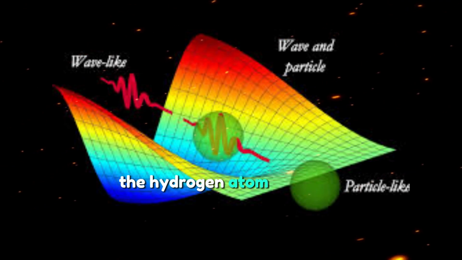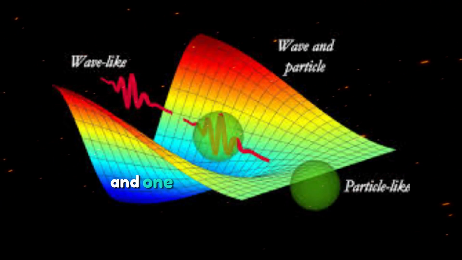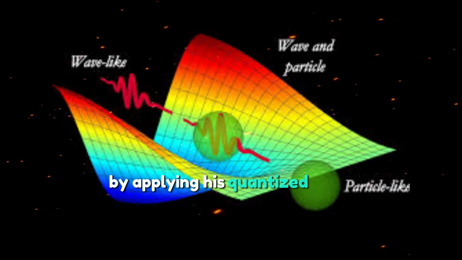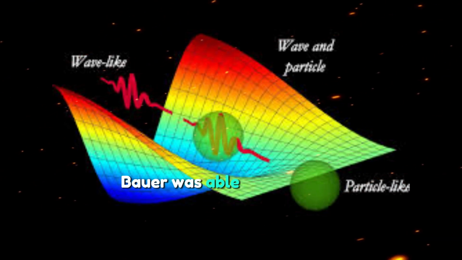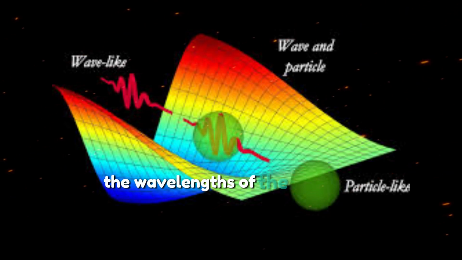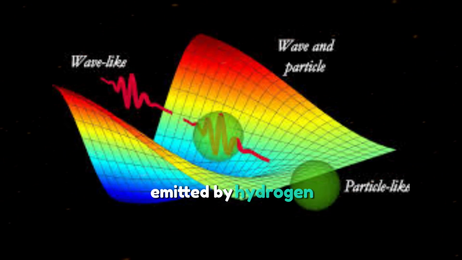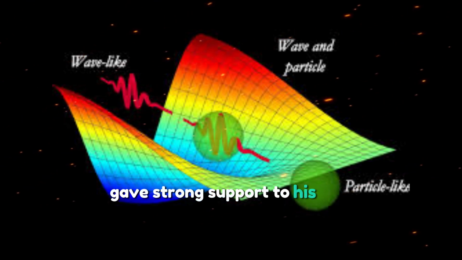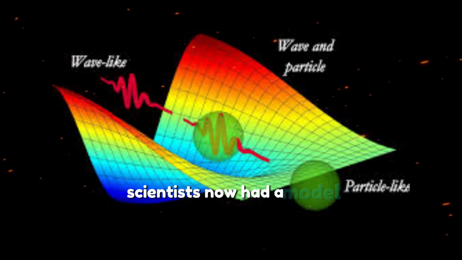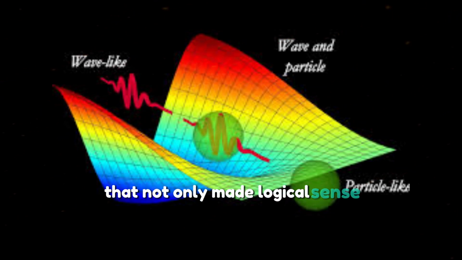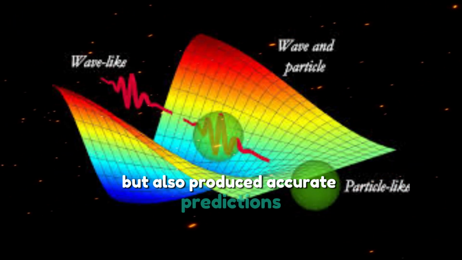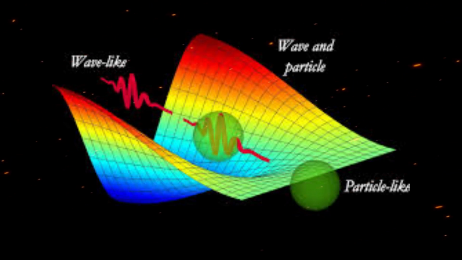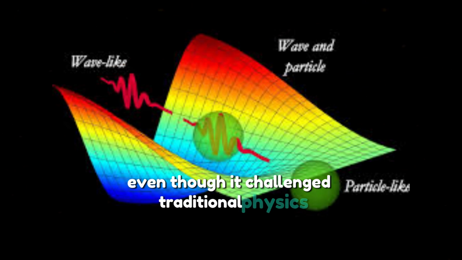The hydrogen atom contains only one proton and one electron, making it the ideal test case. By applying his quantized orbit theory, Bohr was able to correctly predict the wavelengths of the spectral lines emitted by hydrogen. This agreement between theory and experiment gave strong support to his idea. Scientists now had a model that not only made logical sense, but also produced accurate predictions. This predictive power made Bohr's theory widely accepted, even though it challenged traditional physics.